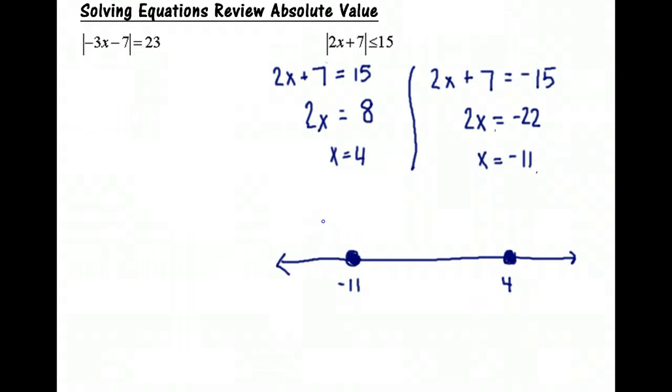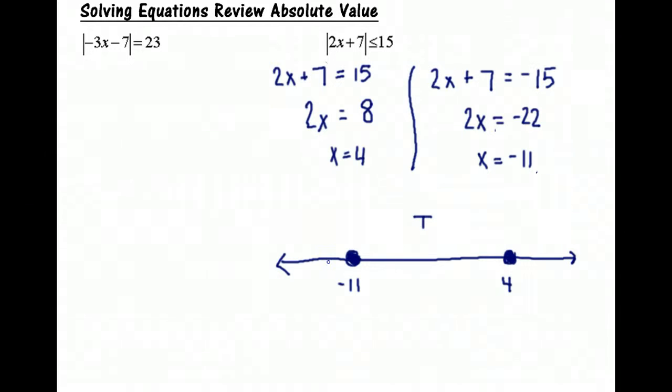And now I'm going to test the areas between and on the outside of the points. An area in between the points that would be easy to check is 0. 0 is between negative 11 and 4. When I put 0 into my original inequality, I get 0 plus 7, which is 7. And the absolute value of 7 is definitely less than or equal to 15. So once I tested 0, it made the inequality true. That means all the points in between negative 11 and 4 are my solution for this absolute value inequality.